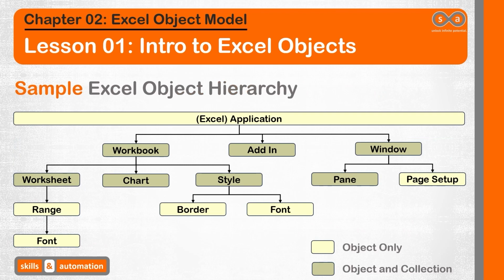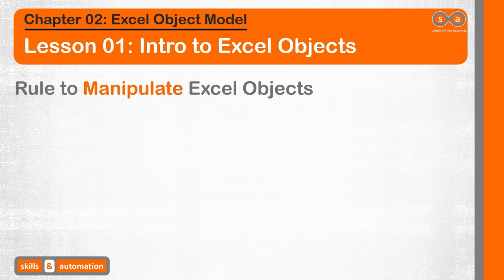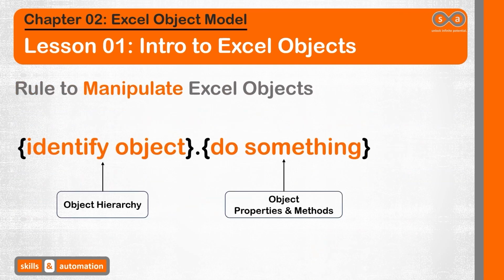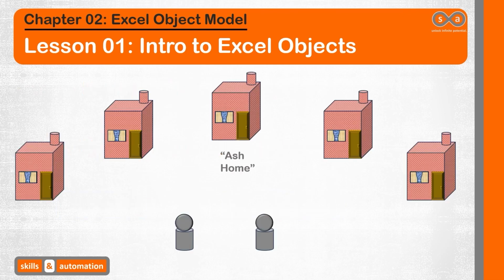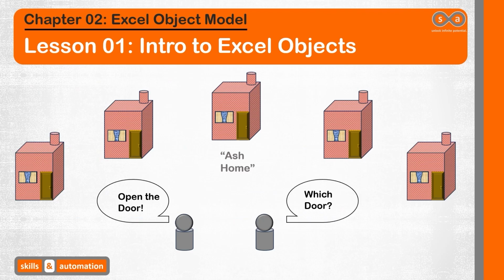But why is this important? The basic rule to manipulate an object is that we need to identify the object before we can do anything with it. Suppose I'm standing in the middle of the street and I tell my friend, open the door. The obvious reply will be, which door? So I say, open the front door. And I should expect a reply, okay, but which house? And we can go on.